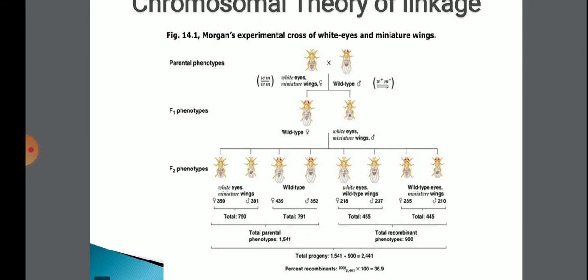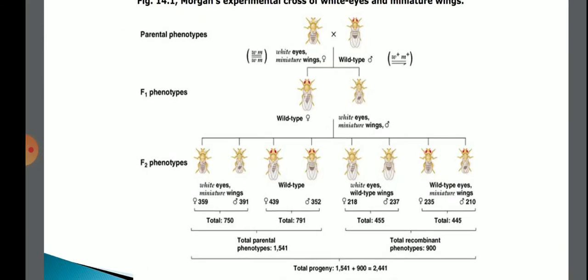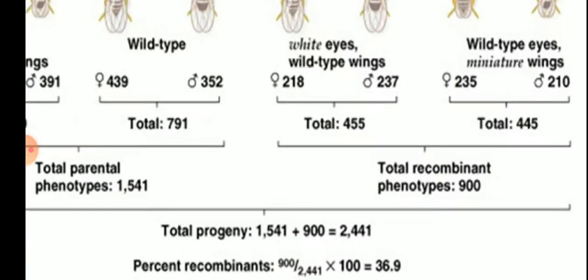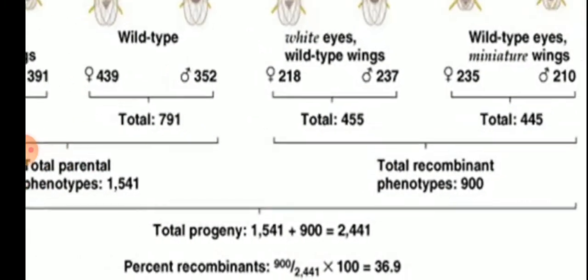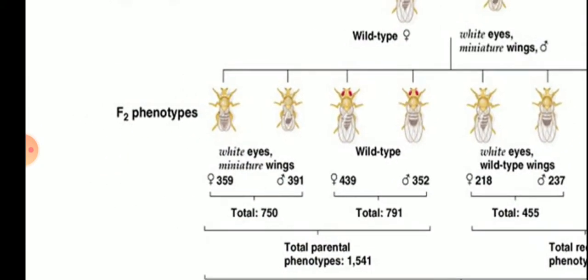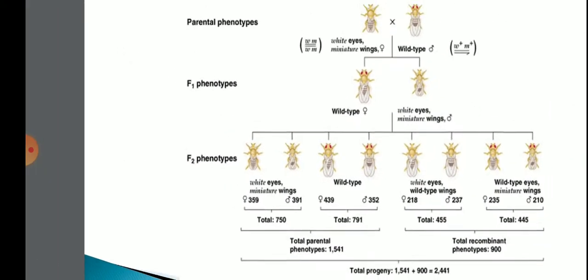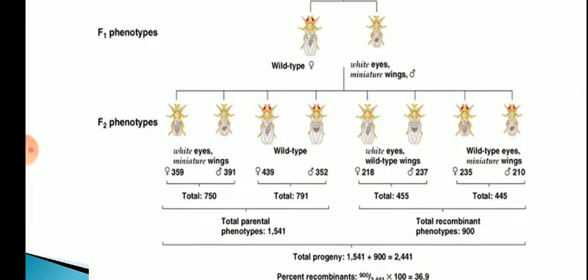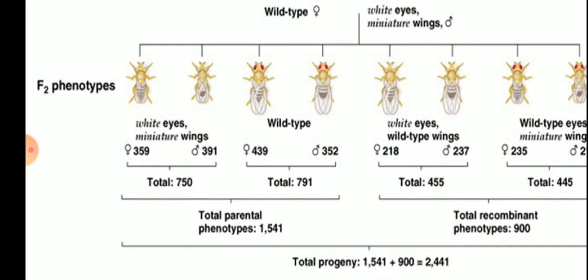When he allowed them to interbreed among themselves, he got many types of combinations. Here you can see the total progeny he got was 2441, and out of them he got a higher percentage of parental phenotype. Parental phenotype means those having both recessive characters or both dominant ones, that is the parental combination. The offspring he got was 1541.